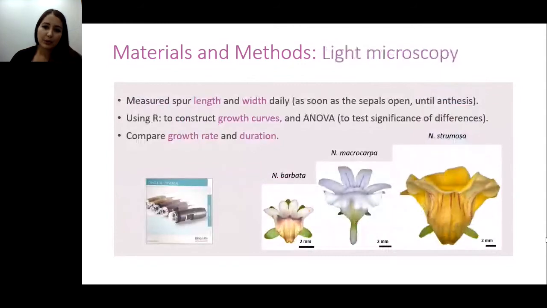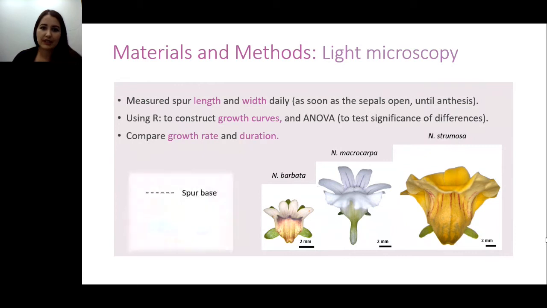So for light microscopy, we measured spur length and width daily, from the time the sepals opened until anthesis, because that's when spur development discontinued. And we used R to construct growth curves and do the ANOVA test to test the significance of differences. And then we also compared the growth rate and growth duration of the 3 species.